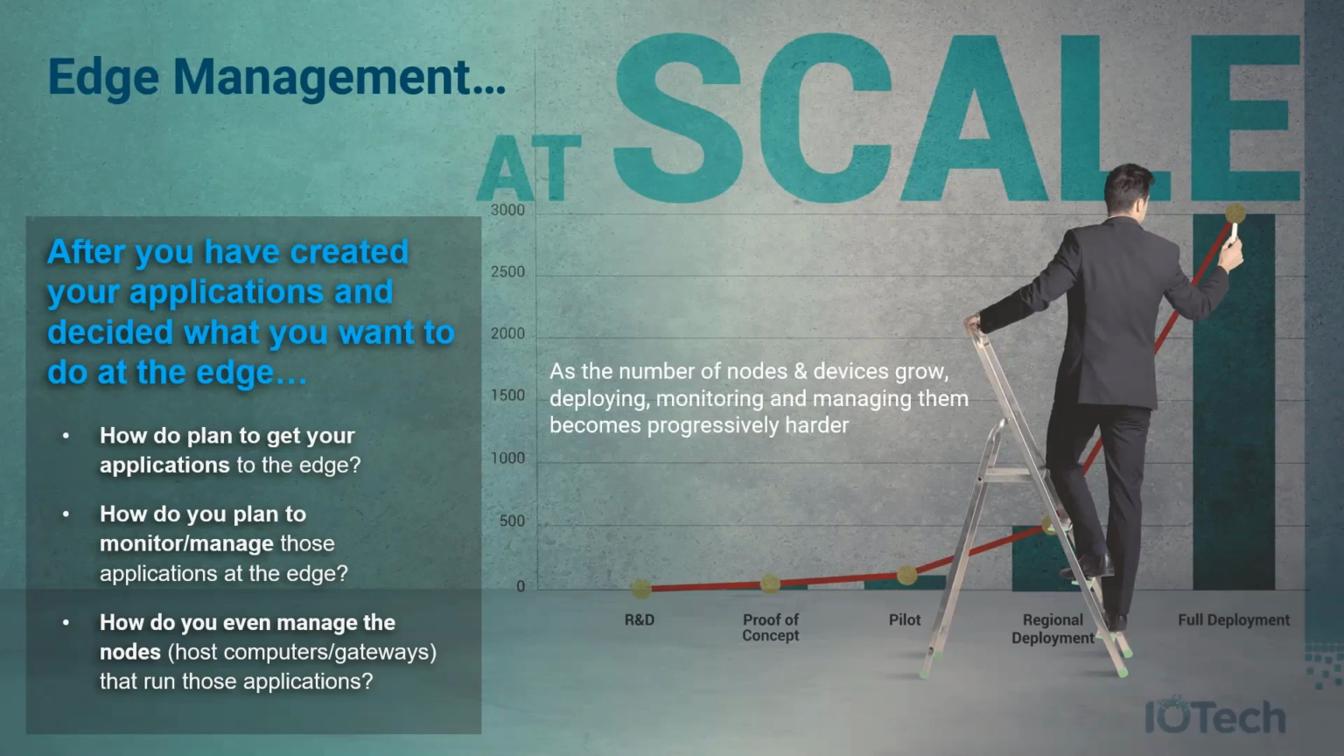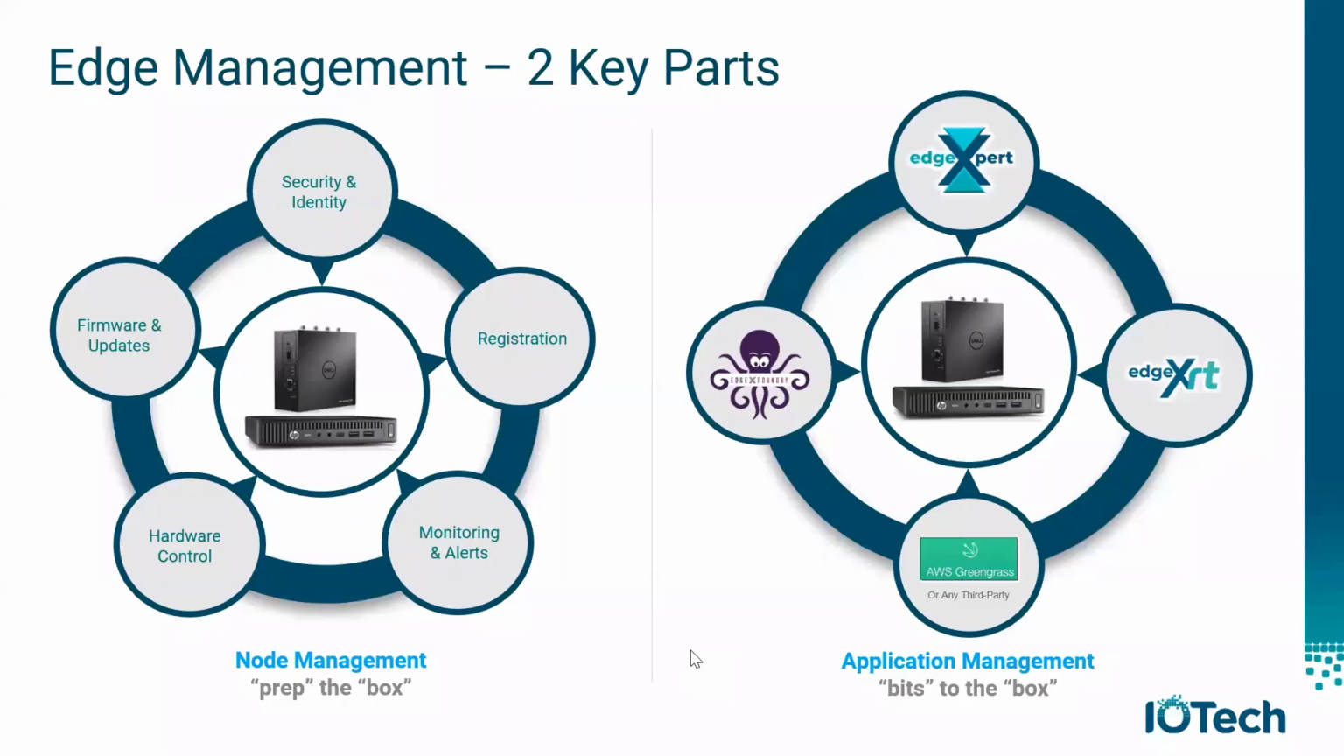So the two main parts, as I touched on already, is the node or your device management. And we call that prepping the box. That's everything to do with getting your device connected up, onboarded securely, identification, managing firmware and updates, all that sort of stuff. And then the second part is the application management, kind of getting the bits to the box.